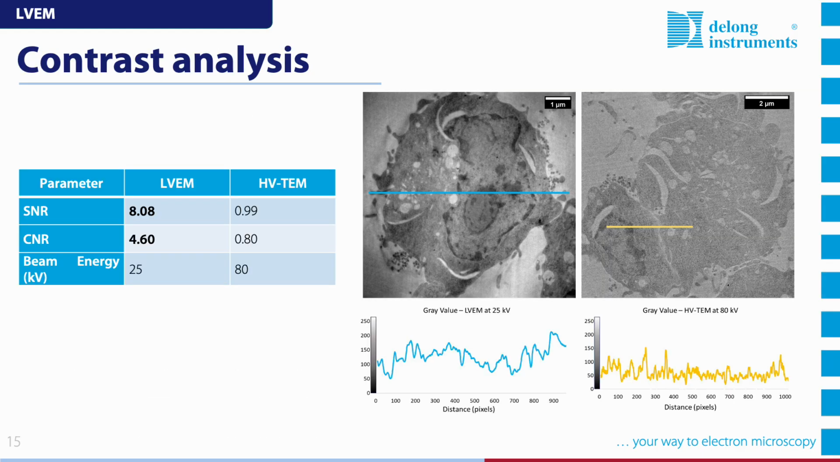Let's look at a direct comparison of image contrast. When we measure signal to noise ratio, or SNR, LVM provides roughly 10 times higher SNR than traditional high voltage TEM. This means LVM images are much clearer, making it easier to see fine details in delicate or low density samples. In short, higher contrast and clearer images translate to faster, more reliable analysis without the need for extensive staining.